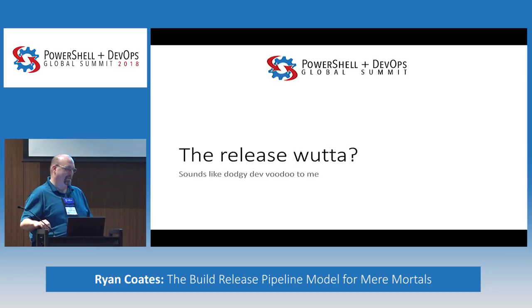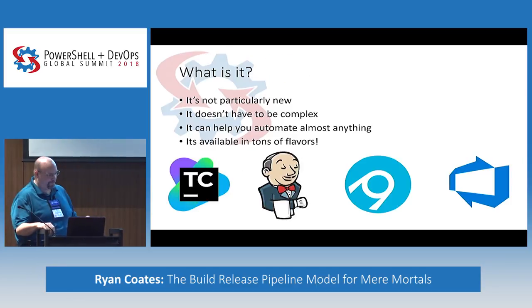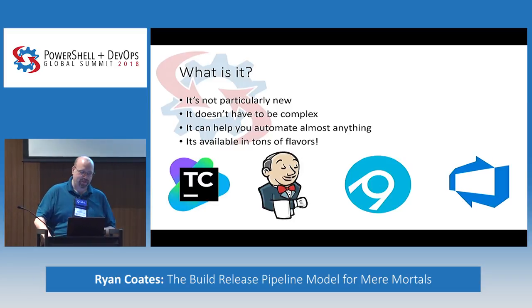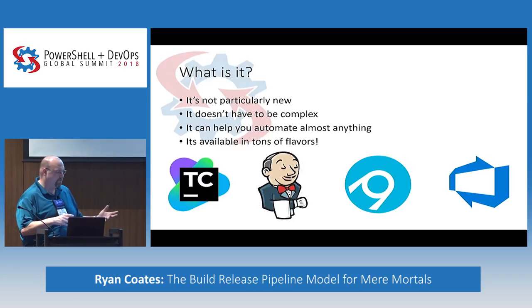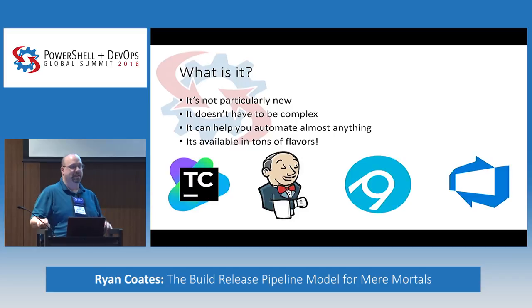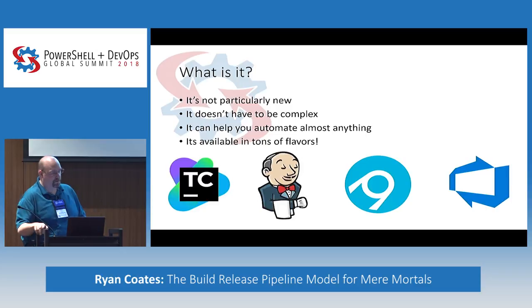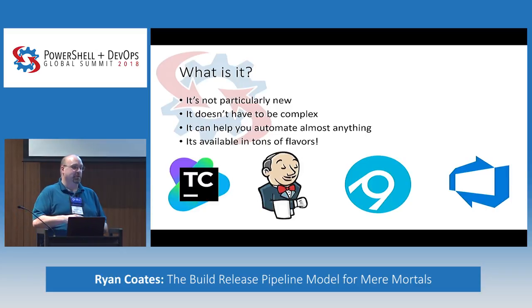The release pipeline, what is it? So the release pipeline model is really a conceptual model, and it's not a particularly new one. It's new to a lot of us ops folks, but to those of you with dev experience, you've probably heard of the terms CI, CD, build pipeline. All of this stuff is not particularly new, probably been around 15-plus years in the dev space, and in DevOps in general. Sometimes you'll think of it as this very complicated automation beast.